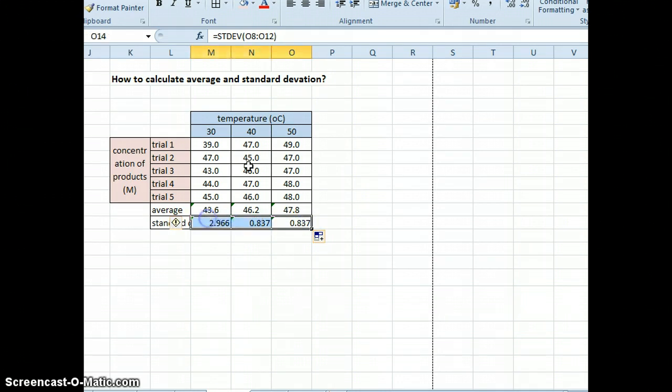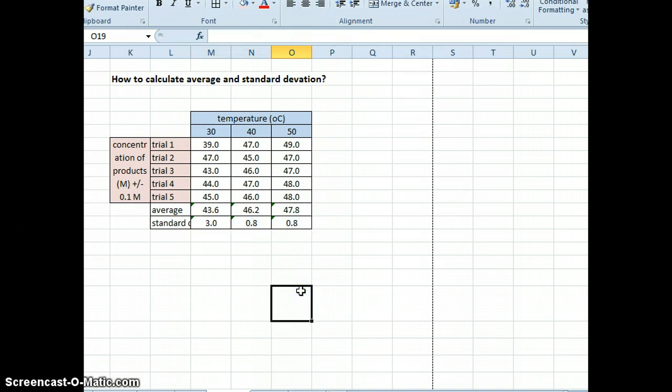Once again, my standard deviation should be the same as the uncertainty that I got. So sorry, I probably should modify this. Concentration of product, and let's say my uncertainty here is plus or minus 0.1 molar. So I know my uncertainty is this much, therefore all my decimals can be up to one decimal, and the standard deviation will also be that way.